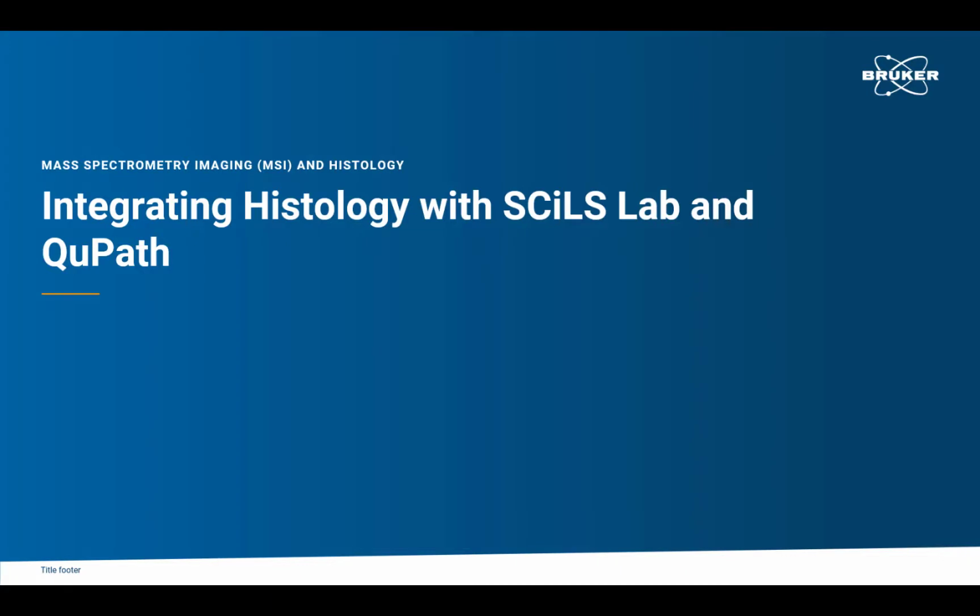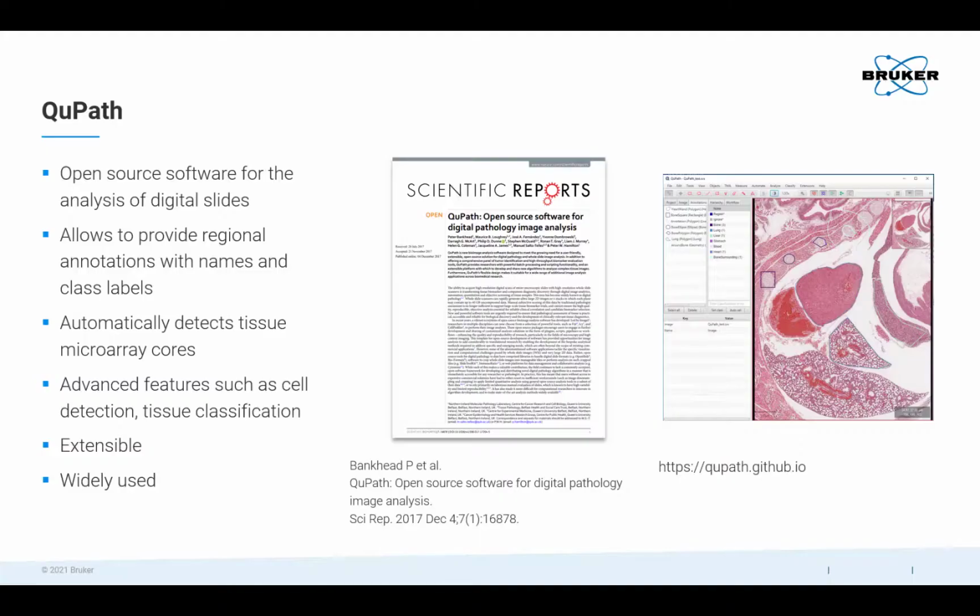Now to QuPath and the QuPath plugin. QuPath is a free and open source software for the analysis of digital slides, and it was introduced in the seminal paper shown here. It allows to provide regional annotations with names and class labels. It can automatically detect and label tissue microarray cores. Although not shown in this video, it contains many other great tools for things such as automatic cell detection, antigen classifications, and others. QuPath is extensible with a plugin mechanism which is used to export the data to SCiLS Lab. It is also widely used with a rapidly growing number of citations in scientific publications.